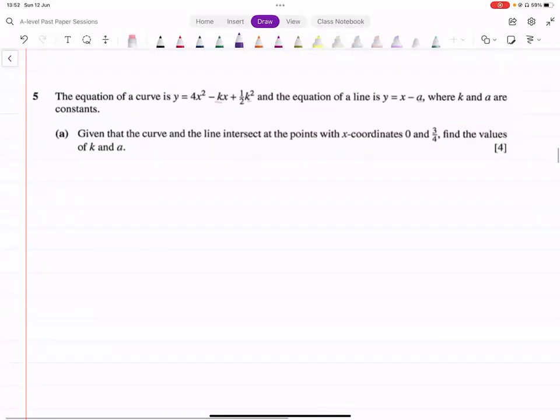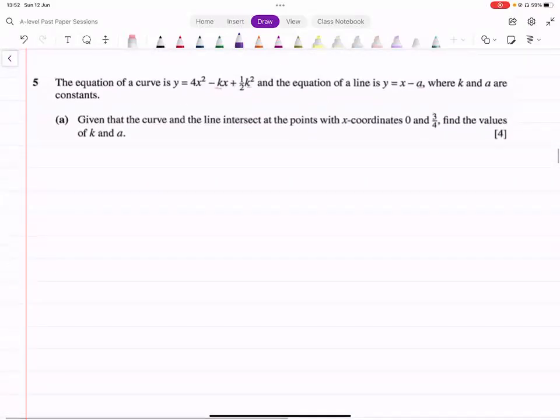Okay, so we've got question number 5 next. Let's have a look at this. It says the equation of a curve is y equals 4x squared minus kx plus 1 over 2 k squared, and the equation of a line is y equals x minus a. So we've got a curve and we've got a line where k and a are constants. It says given that the curve and the line intersect at the points with x coordinates 0 and 3 over 4, find the values of k and a.